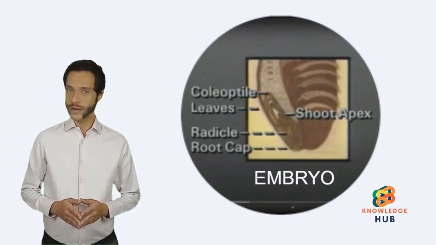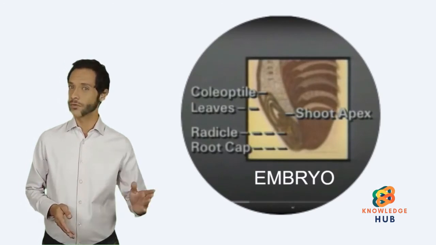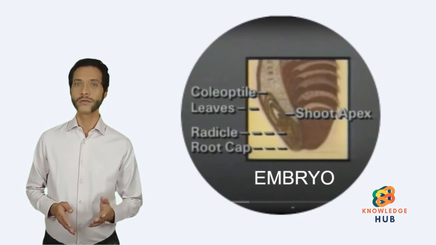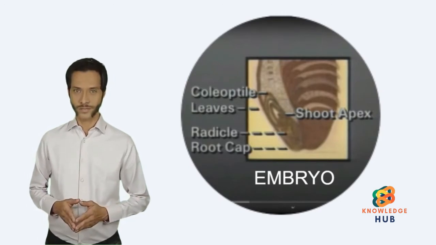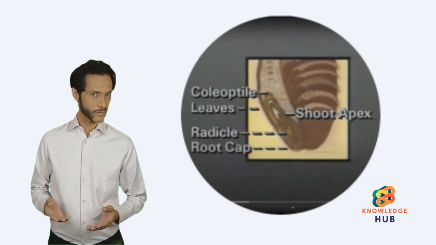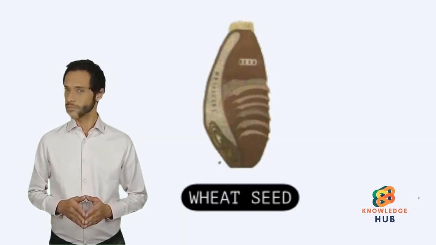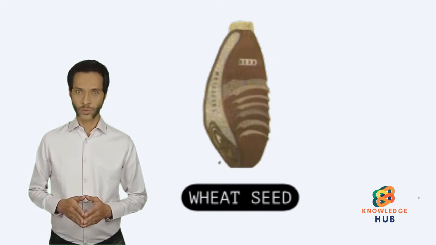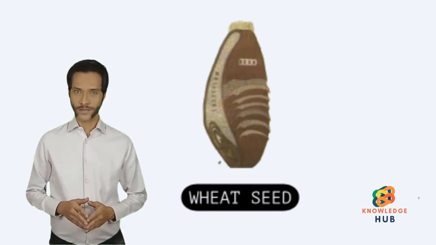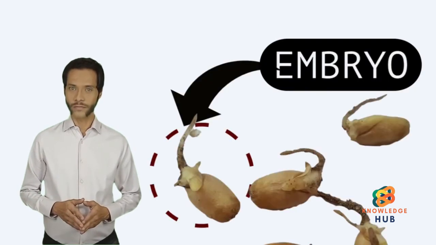The embryo, as shown in this diagram, contains a miniature wheat seedling that includes the coleoptile, several leaves, the shoot apex, the radicle, and the root cap. If we look at our entire wheat seed diagram, we can see that each of these parts in the embryo is so small that we generally believe the seed only contains the embryo and the endosperm.